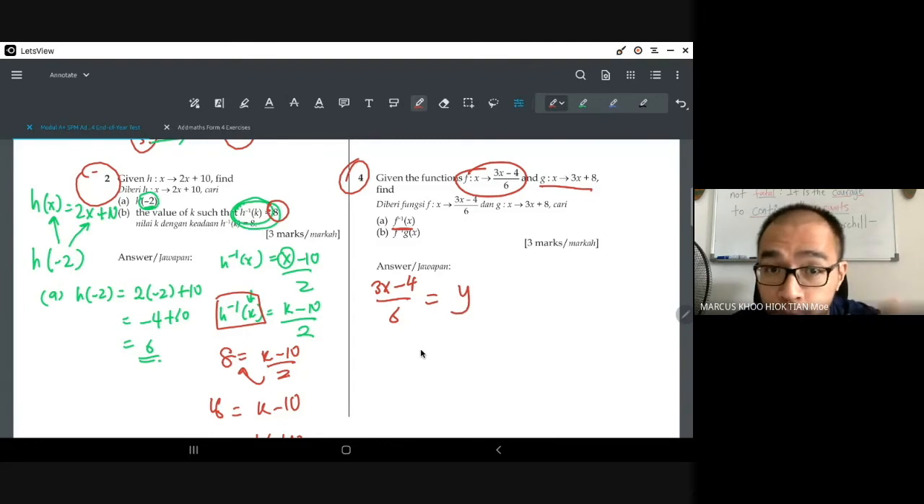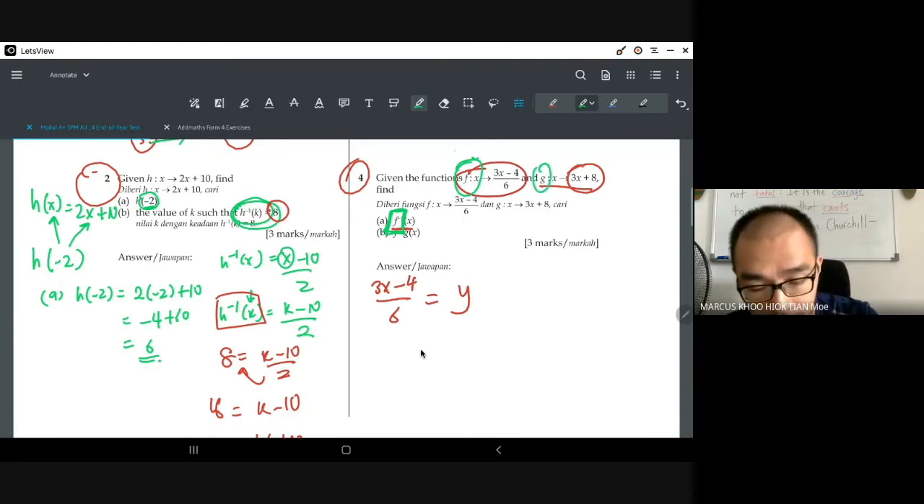And then you move across. How come we use 3x minus 4 over 6? Why we never use 3x plus 8? Because, hello everybody, open your eyes. What letter is this? This is letter F. So letter F means we use this one. Why do you want to mix it up with this G? Don't mix it up with G.